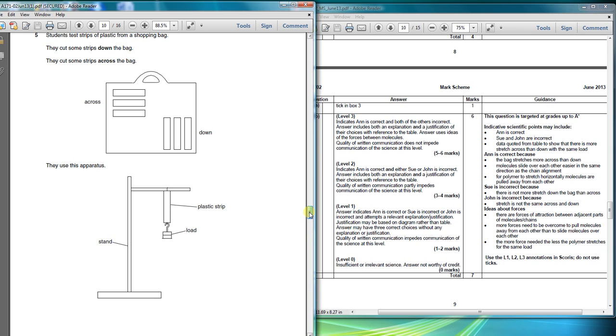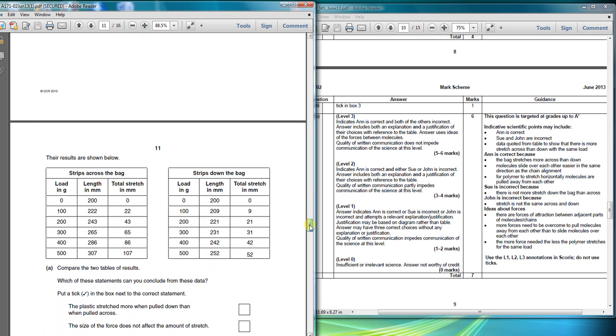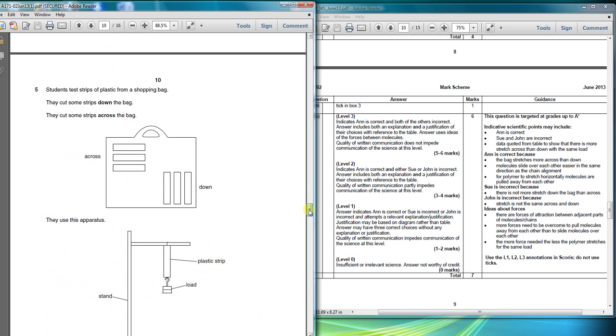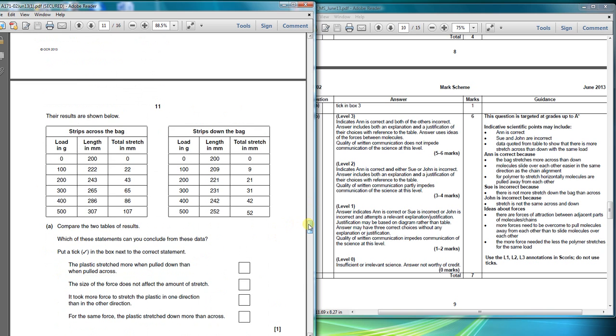Many of you have done a very similar experiment. The difference you can see from the results in your experiments, you added a load to the bag until it snapped. In this experiment they add different loads to the bag and measure the stretch. You've got the load for strips across the bag and how much it's stretched, and then the load added for strips down the bag and how much it's stretched.